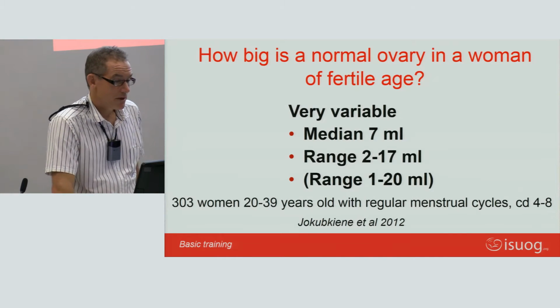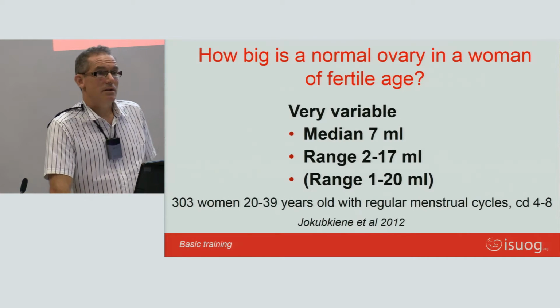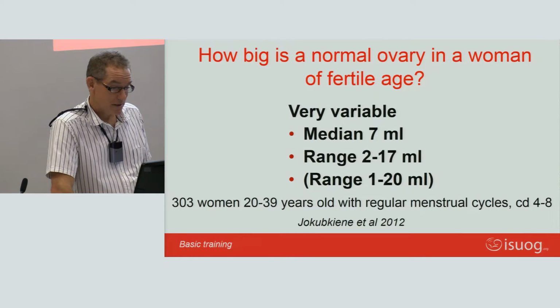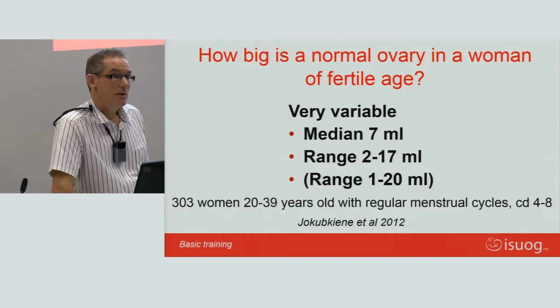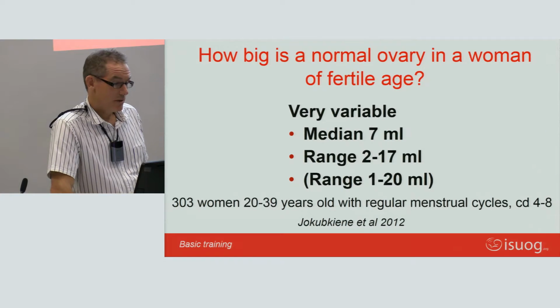All right, so how big is a normal ovary in women of a fertile age? The studies show that the average size of an ovary is very variable. This is a study that's quoted, of 303 women aged between 20 and 39 years old, having regular periods. And the median size was 7 mils with a range of 2 to 17 millimeters.